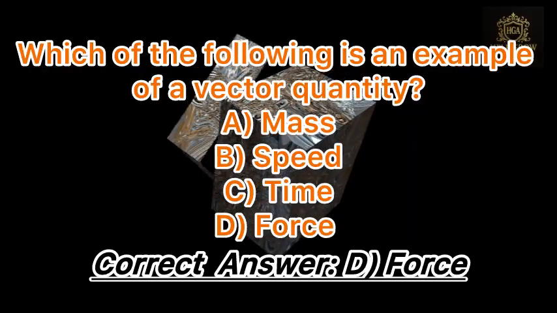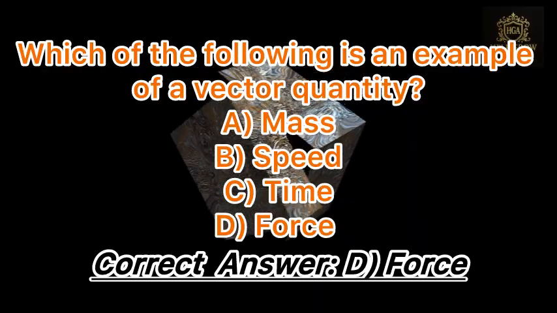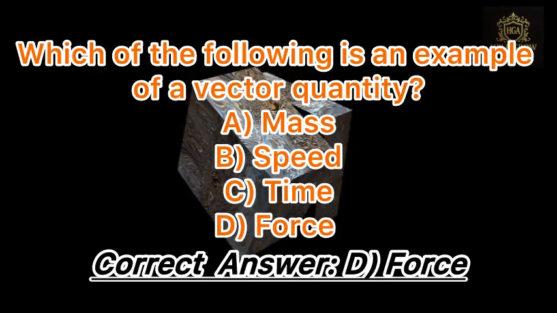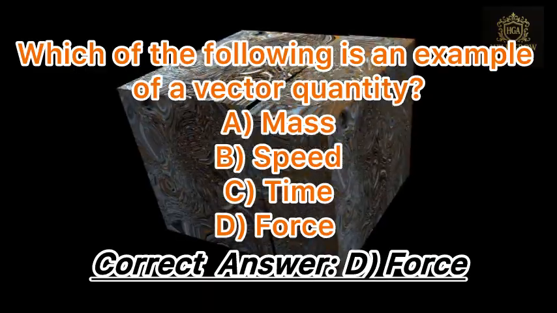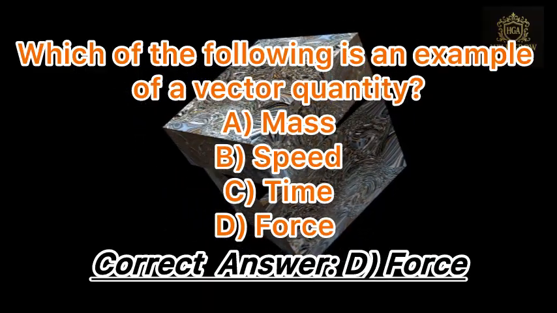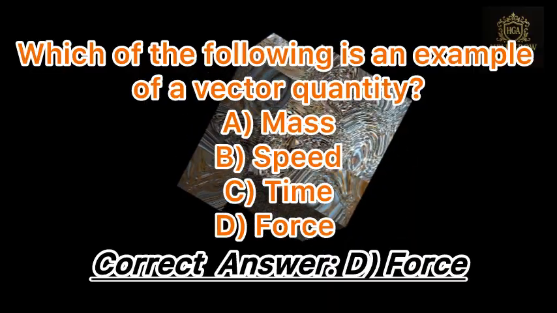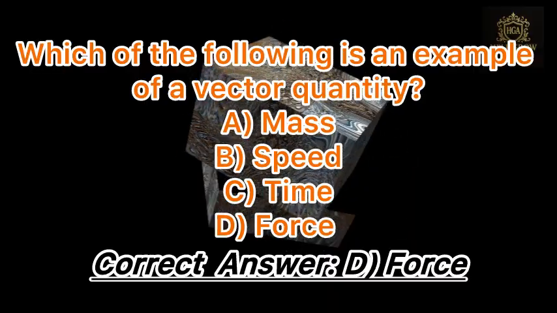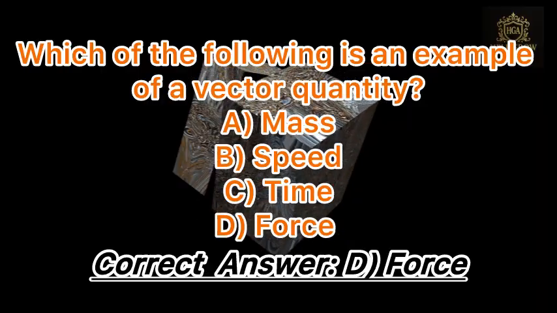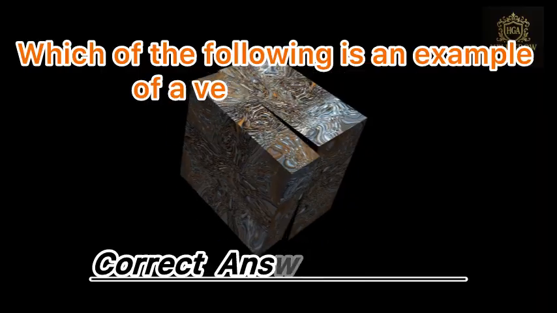Force. A vector quantity has both magnitude, which is size, and direction. A force, such as a pull or a push, always acts in a specific direction, making it a vector. The other options are scalar quantities, which have only magnitude but no direction.